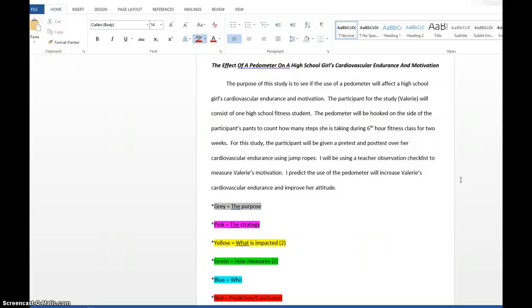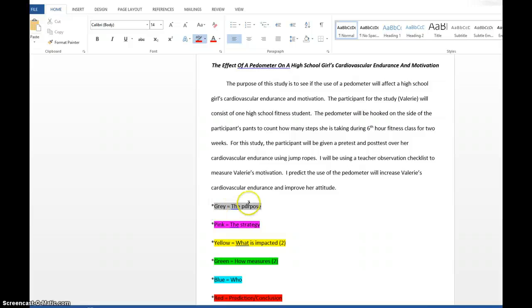The participant for the study, Valerie, will consist of one high school fitness student. The pedometer will be hooked on the side of the participant's pants to count how many steps she is taking during 6-hour fitness class for 2 weeks. For this study, the participant will be given a pre-test and post-test over her cardiovascular endurance using jump ropes. I will be using a teacher observation checklist to measure Valerie's motivation. I predict the use of the pedometer will increase Valerie's cardiovascular endurance and improve her attitude.